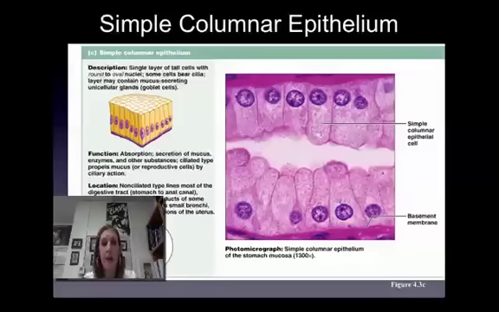If they're in the respiratory tract and they have cilia, they're meant to move things throughout the bronchi so they don't get stuck and caught in your lungs. If they're found in the digestive tract, their main goal is to secrete those juices and those enzymes to help break down the food into the necessary components that we need.